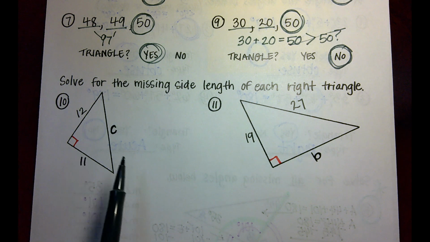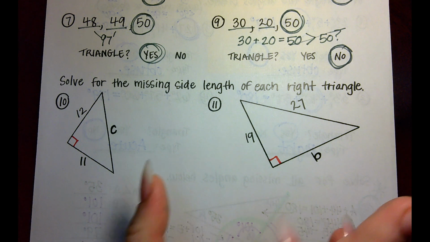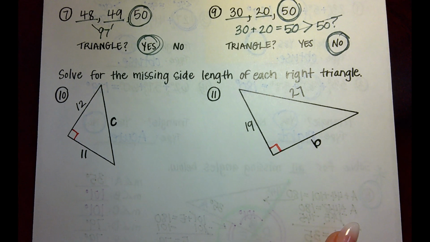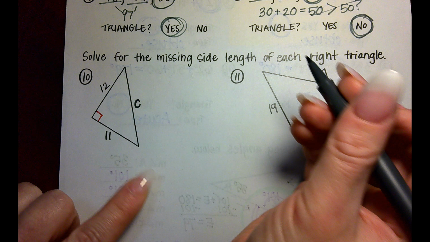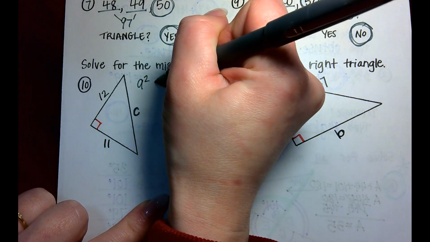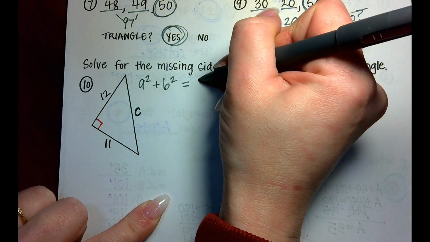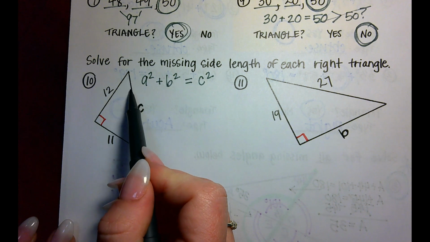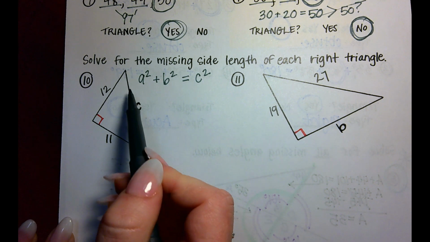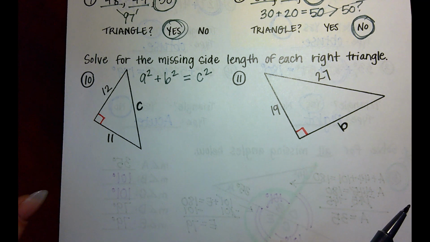Now, I tried to help you out a little bit. I labeled C, I labeled B, so that way you know which one you're solving for. What is the theorem we're using? Pythagorean theorem. What is the Pythagorean theorem? How's that go? A squared plus B squared equals C squared. Good. A squared plus B squared equals C squared, where C squared is always the side across from the 90 degrees, the hypotenuse. So how do we set up number 10?